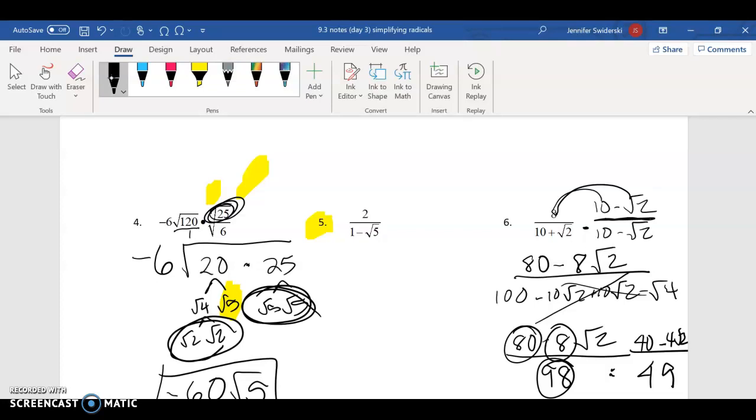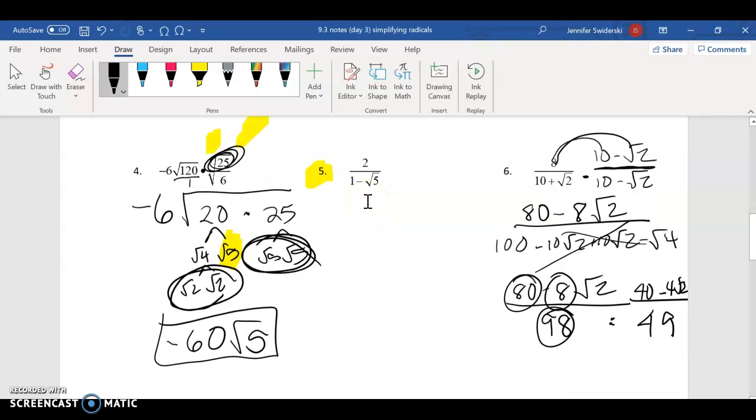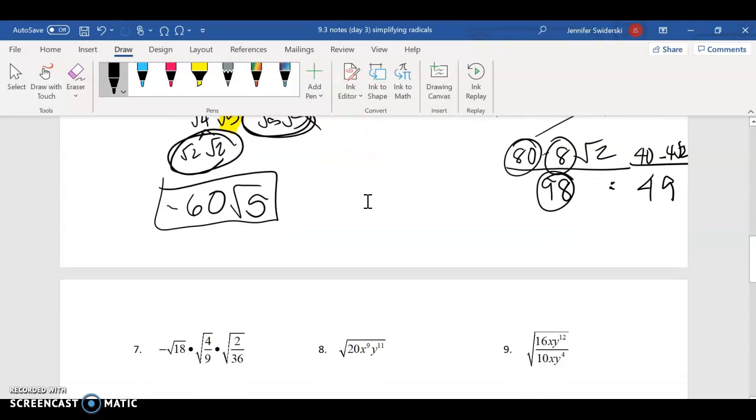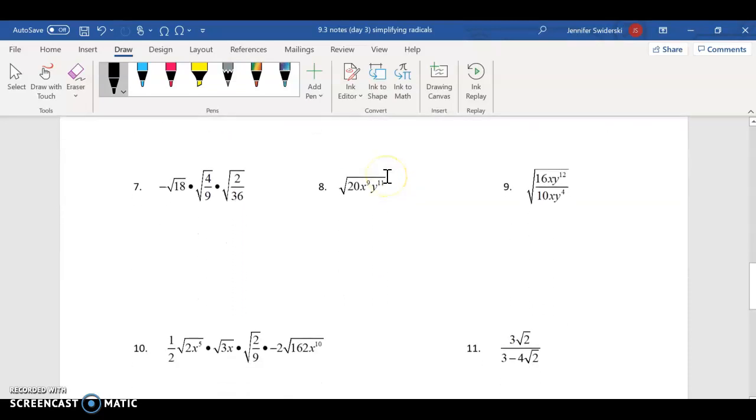All right, this stuff's hard. Try it. Make sure your conjugate for number 5 is 1 plus the square root of 5. Distribute up top, FOIL down below. Circle your answer. All right, I'm going to have you guys send me a picture of number 5. I'm going to have you guys do 7. I'm going to have you guys do 8. Again, you're looking for buddy pairs in there. And I'm going to hop in on 9.